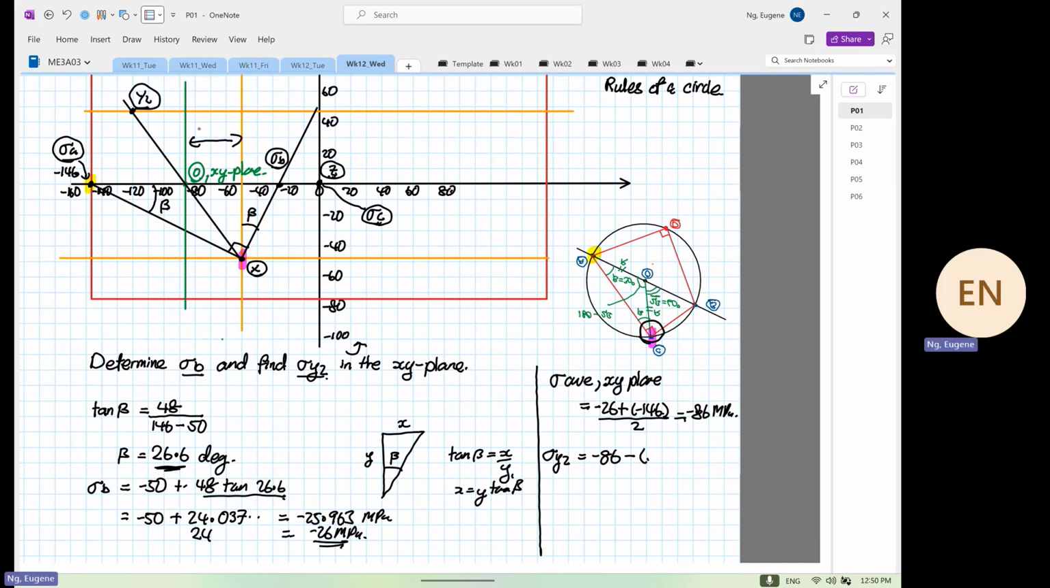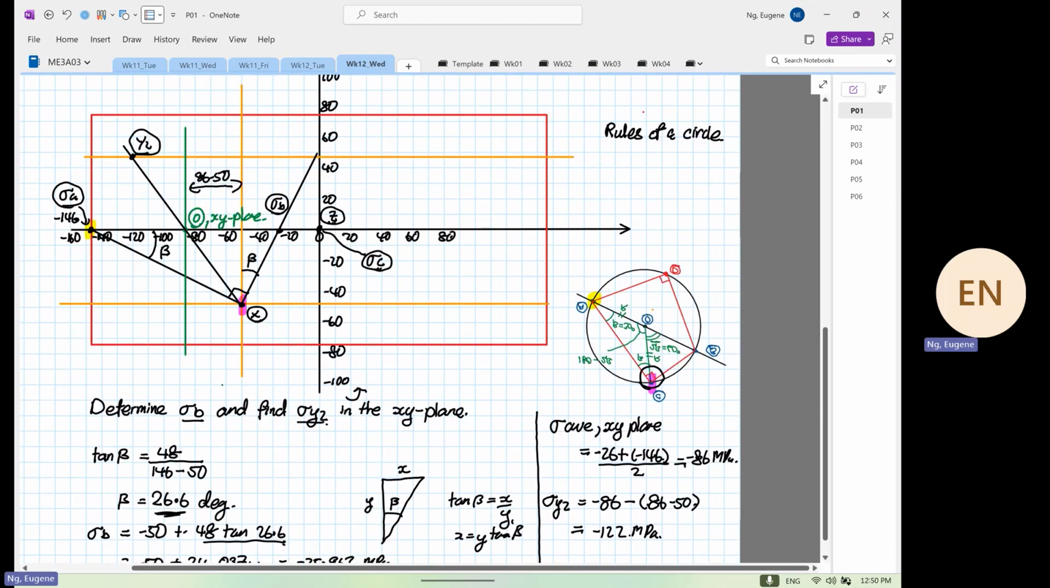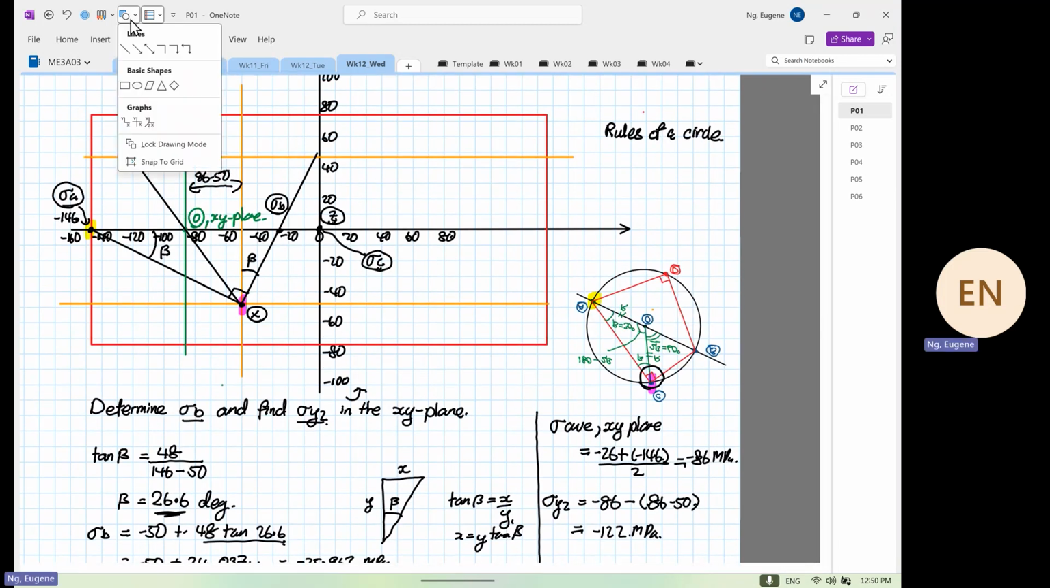this is 86 minus 50. So this will be equal to 86 minus 50, and this will be your stress Y2. So 86 minus 50 is equal to 36. 36 plus 86 is minus 122 megapascal. So that is our value of stress Y2.